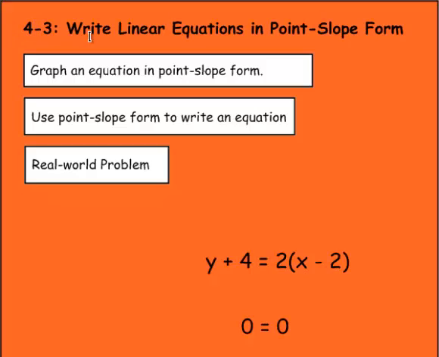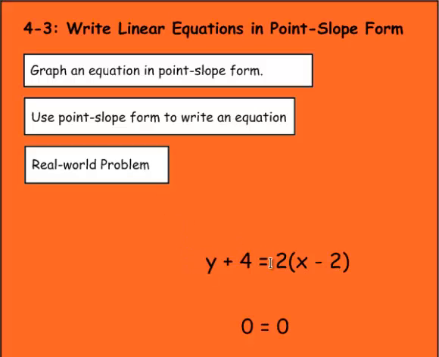We're on lesson 3 of chapter 4, which is to write linear equations in point-slope form. So first we're going to graph an equation in point-slope form. Then we'll use a point-slope form to write an equation. Then we'll solve a real-world problem. When you first look at point-slope form, it might be a little intimidating.